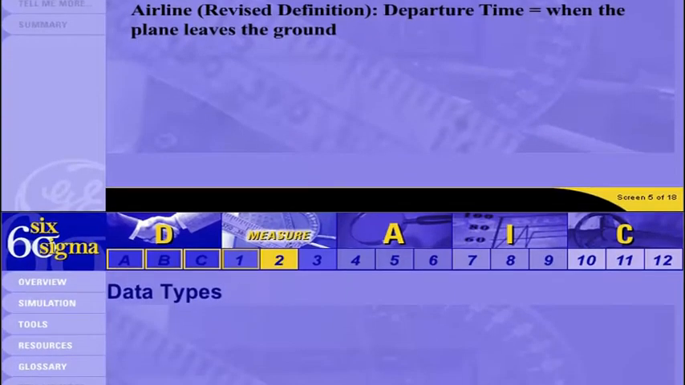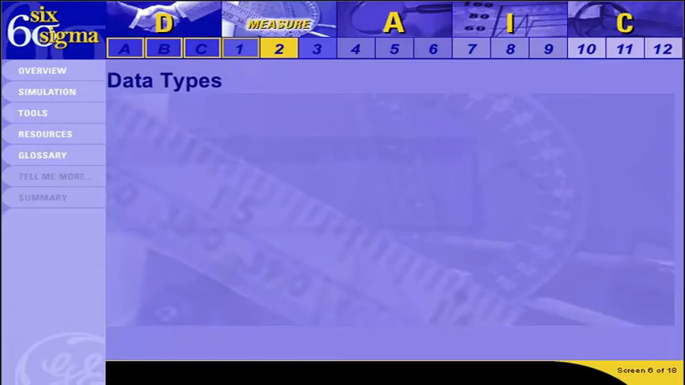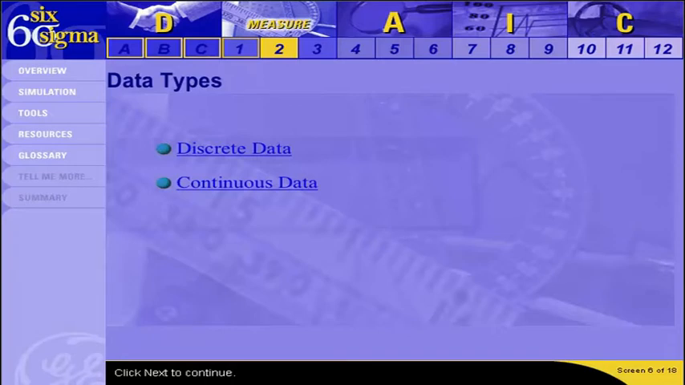So click Next, you know what it is, and the next step is determining how do I measure it. Let's begin by talking about data types. You need to be aware of two types of data, discrete and continuous. You can access glossary definitions of these terms by clicking on the hyperlinks or click Next to hear my descriptions.